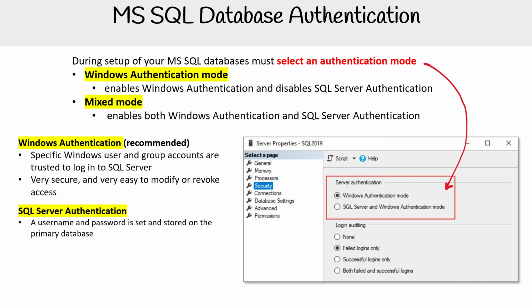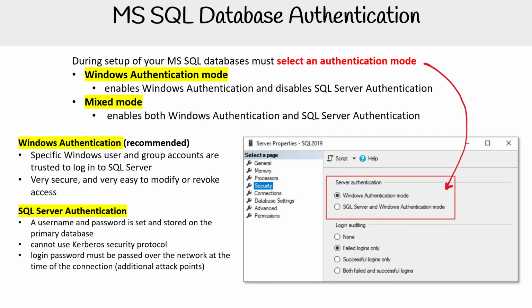So we have a username and password, which is set and stored on the primary database. You cannot use the Kerberos security protocol, so that's one disadvantage. The login password must be passed over the network at the time of connection, so that's an additional attack vector. But this is an easier way to connect to the database from outside a domain or from a web-based interface. So it's just going to be based on the scenario that you're in, but if you can, just stick with Windows Authentication.